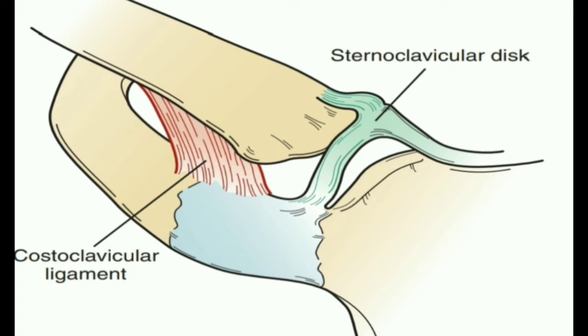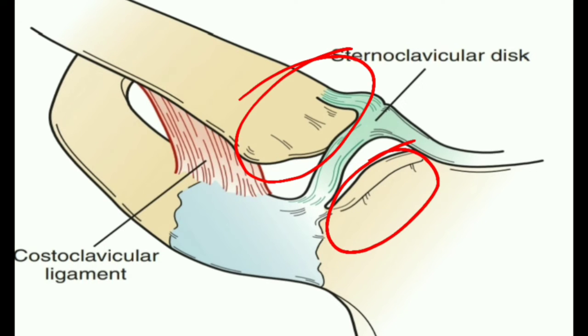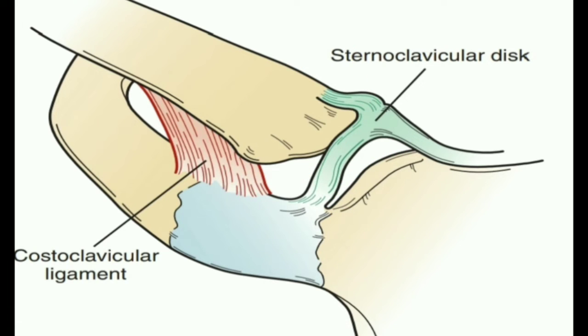Now we need to understand the function of the disc. First one is the function of stability. Second one is the function of force dissipation. So let's examine the function of stability. Here we know that the sternoclavicular joint has less articulation between the sternum and the clavicle. So the disc is attached superiorly to the manubrium.